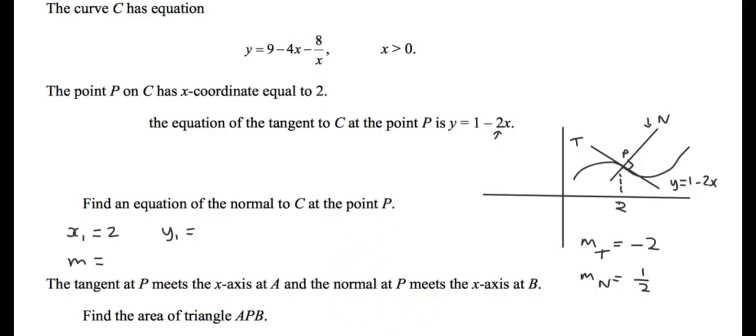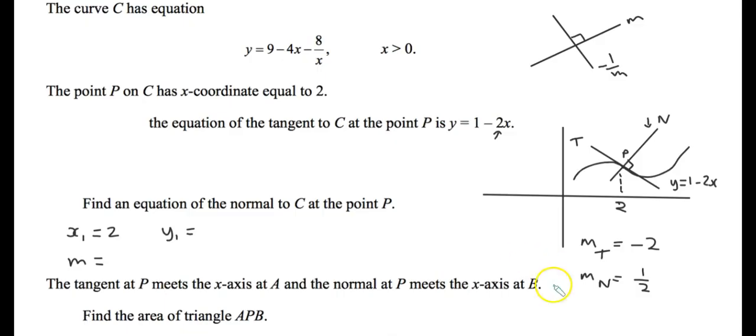Well, there's a property that says that if there are two lines that are perpendicular, and we know that the gradient of one of the lines is m, the other gradient of the line perpendicular to it will be minus 1 over m. Or another way to look at it is you take one of the gradients, you turn it upside down, and then you put a minus sign.